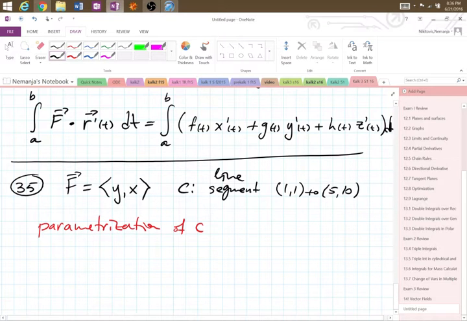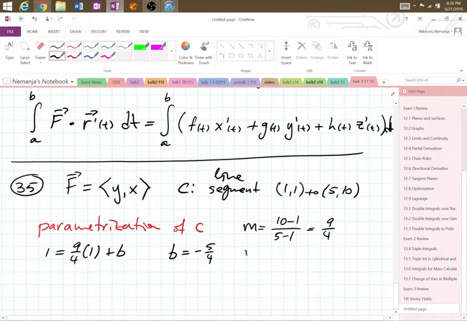So we first have to figure out what is the line here. I have m is equal to 10 minus 1 over 5 minus 1, which is 9 quarters. And then we need to figure out the y-intercept for it. So we have that y, you can use 1, is equal to 9 quarters times 1 plus b, from where b is equal to negative 5 quarters. So now we know that the curve C is actually the line y equals 9 quarters x minus 5 quarters.